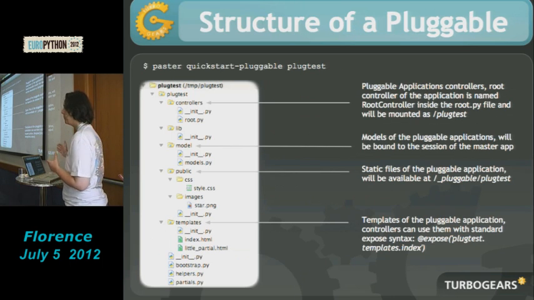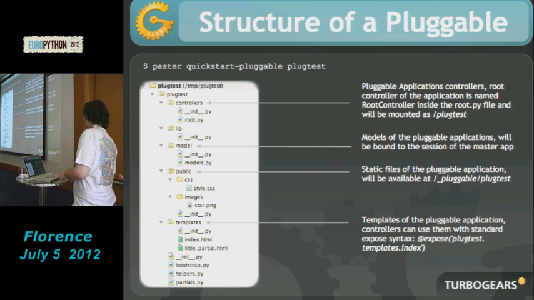And whenever you run gearbox quickstart-pluggable plugtest, as in this example, where plugtest is the name of the pluggable we want to create, you will get something like this. A Python module which has some controllers, some libraries, some models, some public data, because your pluggable can provide new images, CSS, or things like that, and templates, because your pluggable probably will provide new URLs which need templates, a bootstrap module, helpers, and partials.